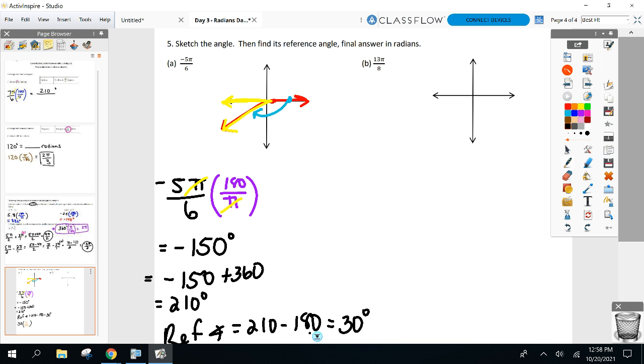13 pi over 8. Some of you guys are already clicking away there. Good. It's all on the formula sheet. 180 over pi. Pi's cancel. We got a little decimal action here. What's 13 pi over 8 in degrees? 292.5. Is that what it was? Yeah.